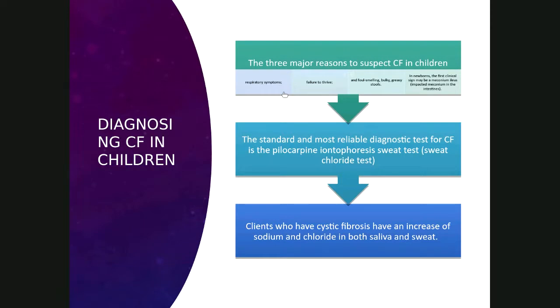The standard and most reliable diagnostic test for cystic fibrosis is the pilocarpine iontophoresis sweat test. It's really just a sweat test. They do a test to measure the patient's sweat, and they see about chloride and sodium levels like we talked about earlier. Clients who have cystic fibrosis have an increase in sodium and chloride in both saliva and sweat.